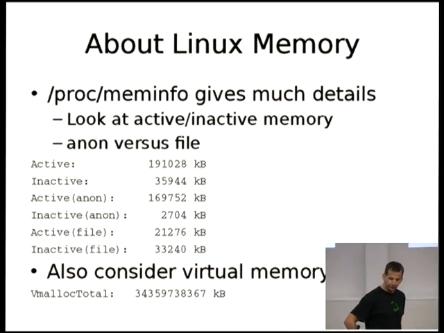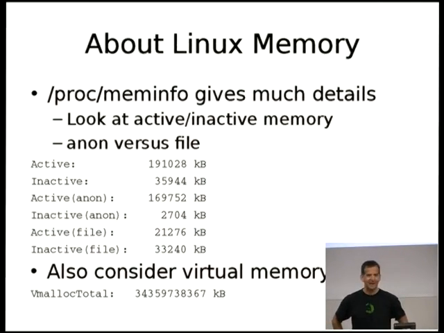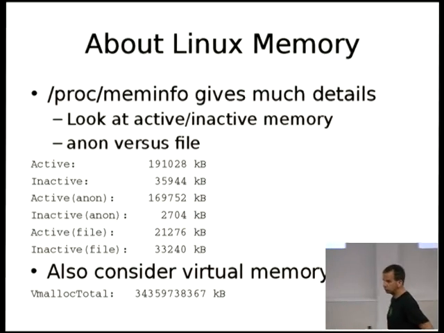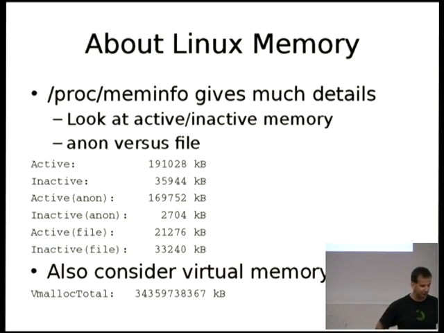Now, there's a more sophisticated view to inactive memory and active memory, and that's the difference between the anonymous memory, which is shown as Active(anon), and the file memory, which is shown as Active(file) and Inactive(file). Now, the anonymous memory is basically memory that is claimed by applications, and the file memory is, roughly speaking, memory that is claimed by buffers and cache.